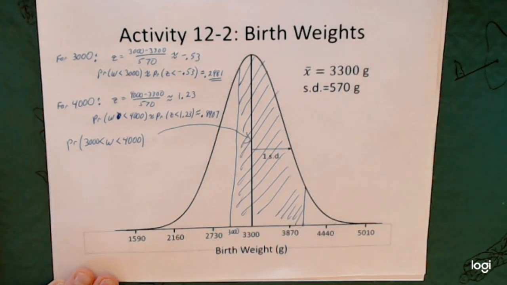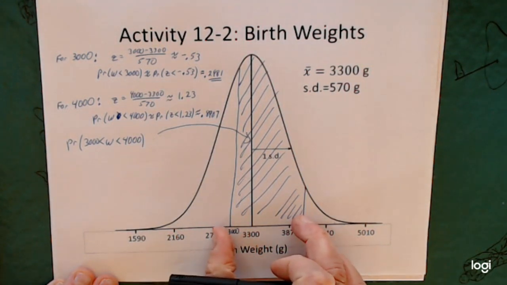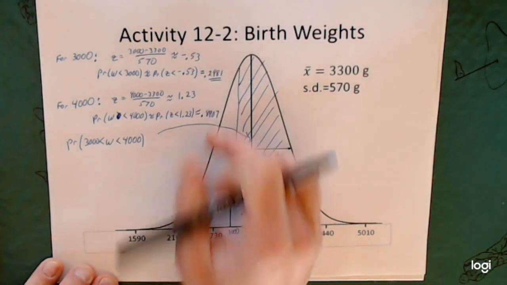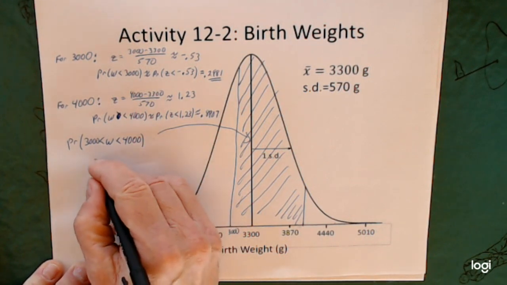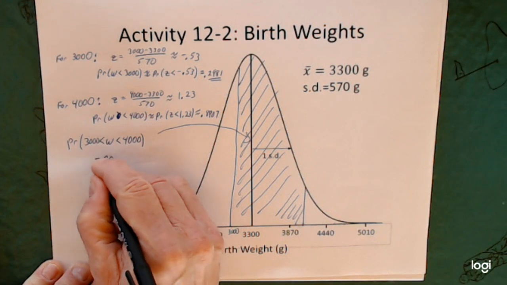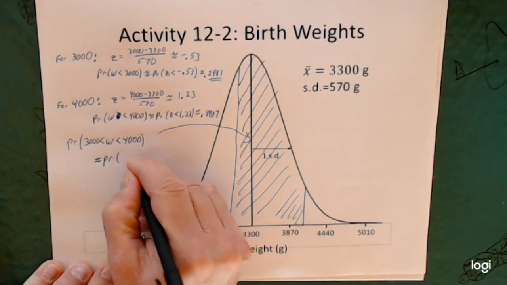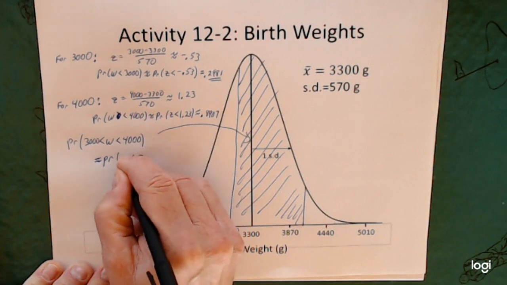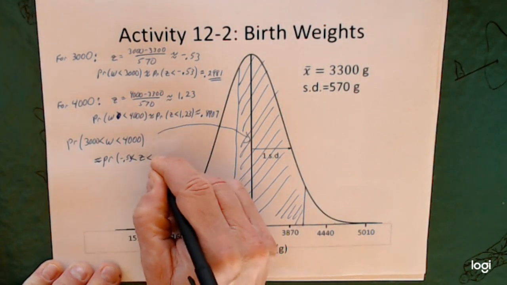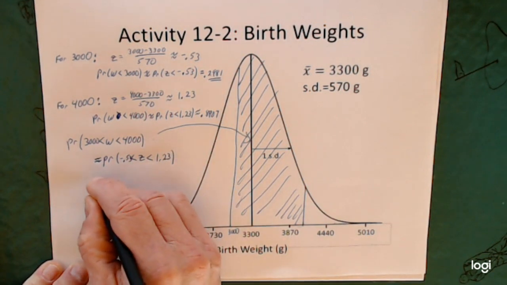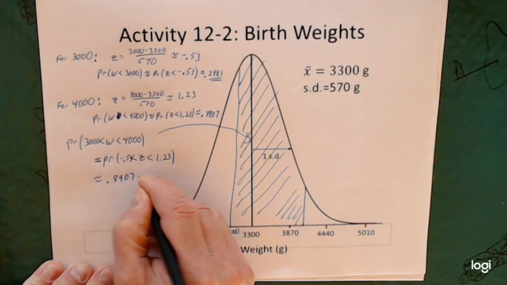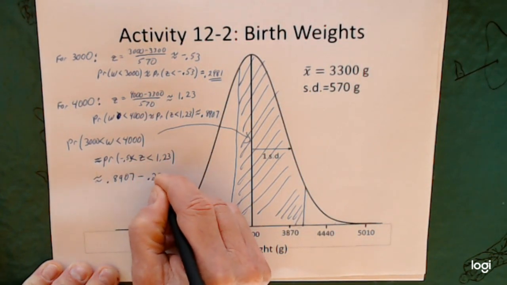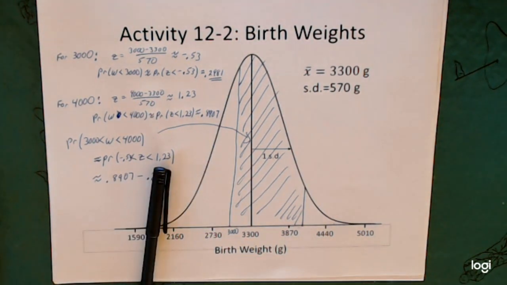Now as I said, we don't really want the area to the left of 3,000 or the area to the left of 4,000. What we want is the area between 3,000 and 4,000, and we get that by subtracting these two values, right? So the probability of getting a birth weight between 3,000 and 4,000, that's at least approximately the same as the probability of getting a z-score between negative 0.53 and 1.23. And that's going to be approximately the same as 0.8907 minus 0.2981. One more time, that's a big idea, right?